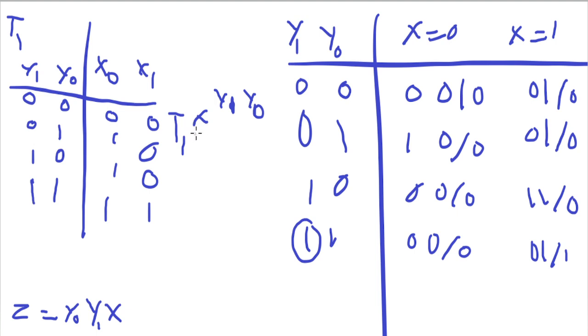So this is going to be that T equals this K-map's output. 0, 0, 0, 1, 1, 1, 1, 0. And the only reason I'm doing a K-map right now is because I know the teacher wants us to write a K-map.